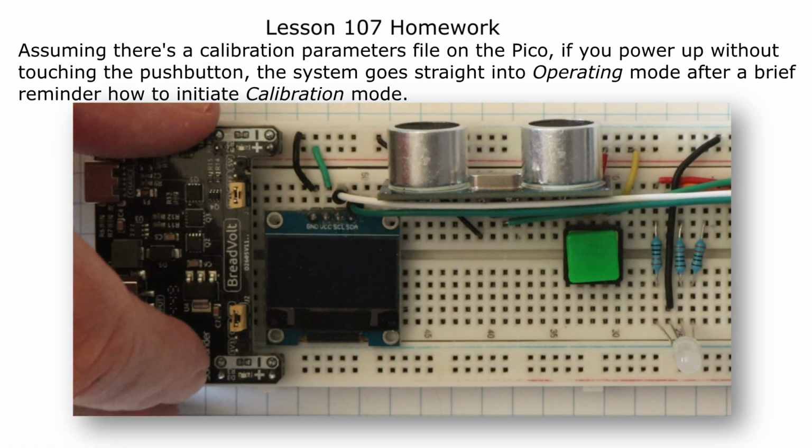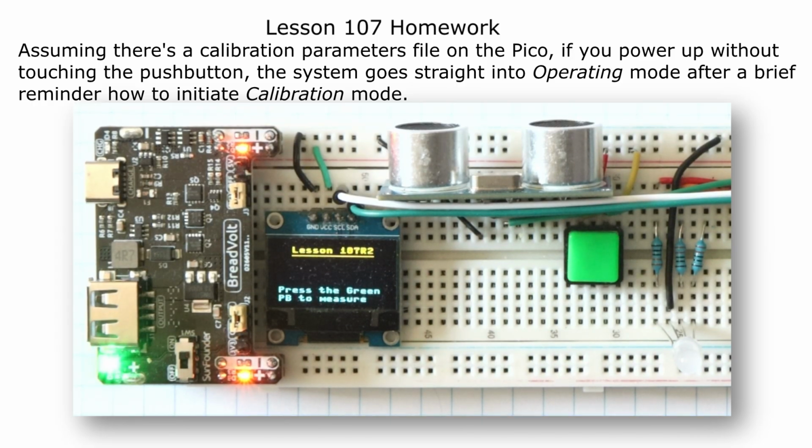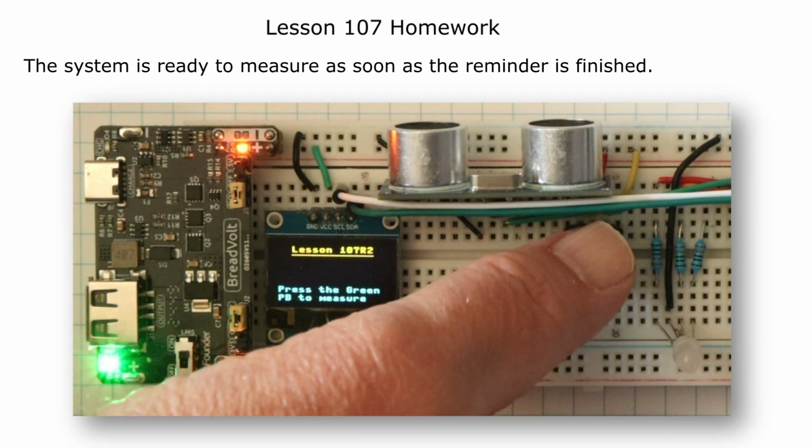Assuming there's a calibration parameters file on the Pico, if you power up without touching the push button, the system goes straight into operating mode after a brief reminder how to initiate calibration mode. The system is ready to measure as soon as the reminder is finished.